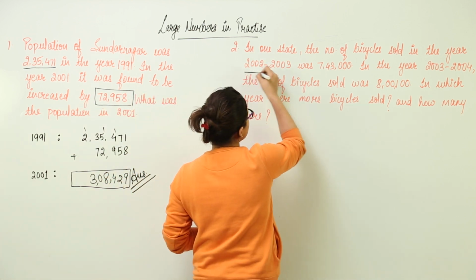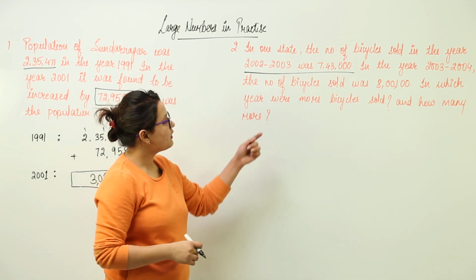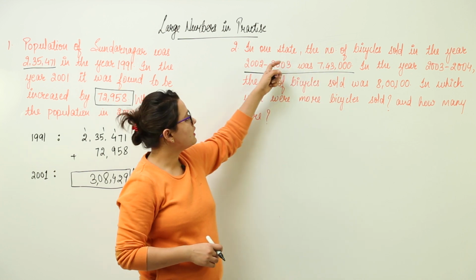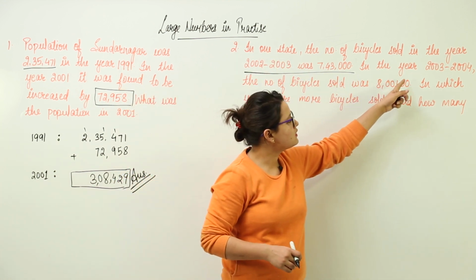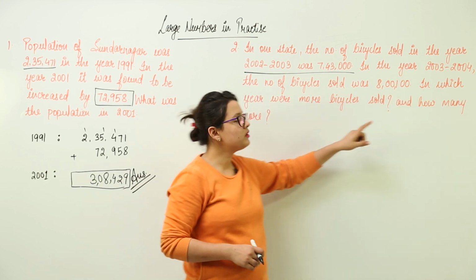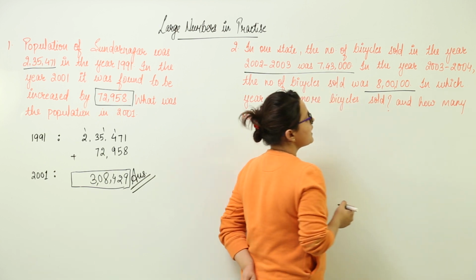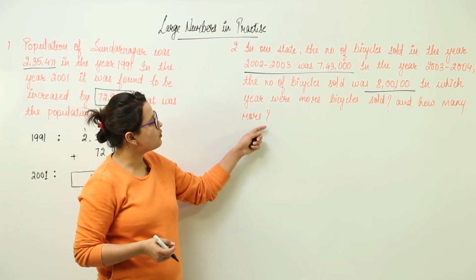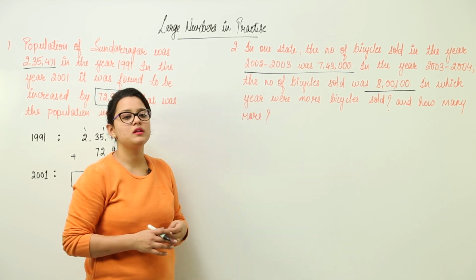Moving to the next question, we have in one state the number of bicycles sold in the year 2002 to 2003 was 7,43,000, right? So this is the number of bicycles sold in a year in a state. But in the year 2003 to 2004, the number of bicycles sold were 8 lakh and 100. So now we have to find out in which year were more bicycles sold and how many more.